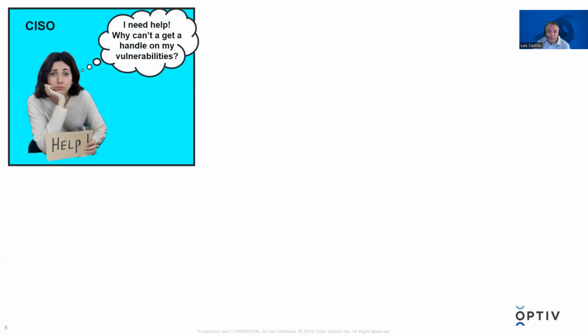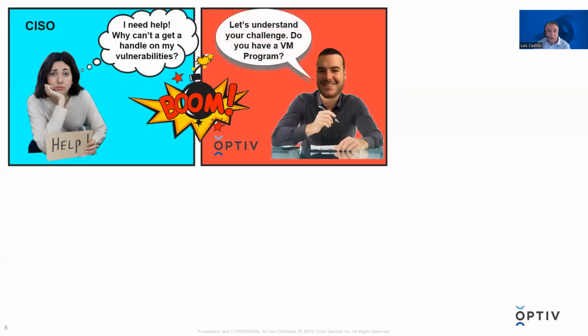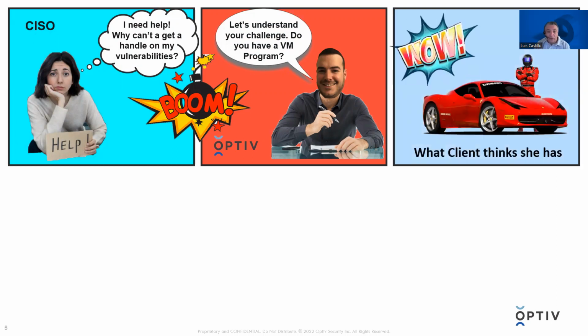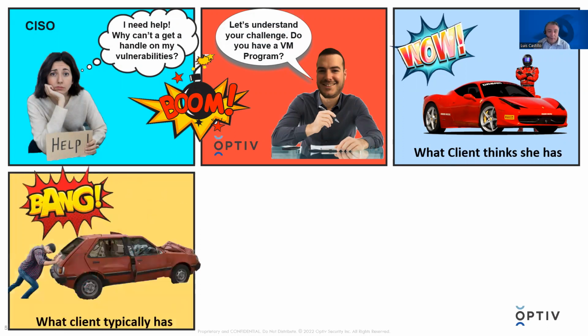We'll start with our client CISO that is coming to us with a problem. She needs help. She wants to understand why she can't get a handle on her vulnerabilities. In order for us to help her, we need to understand her challenges just a little bit better. We want to know if her company has a mature VM program or not. Now, she thinks she has a very robust program that is in top shape. But upon further inspection, we find out that her program is struggling. It's in bad shape. It can barely run on its own.